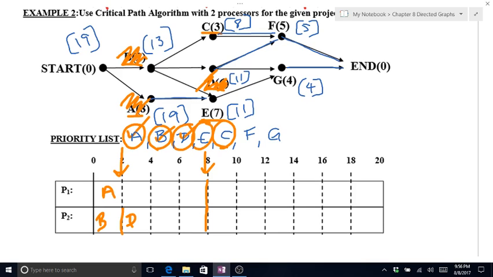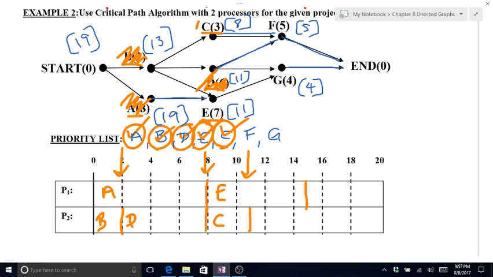So E and C are now eligible. According to my priority list, E should be scheduled first. So we're going to schedule E. That takes me to 15 minutes because it takes 7 minutes to do. And C is 3 minutes. So that takes me to 11.